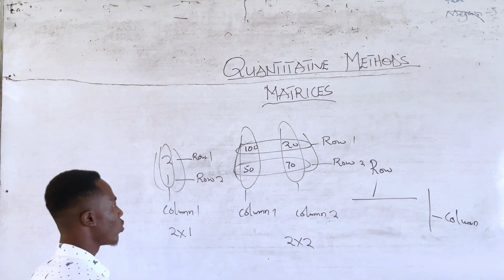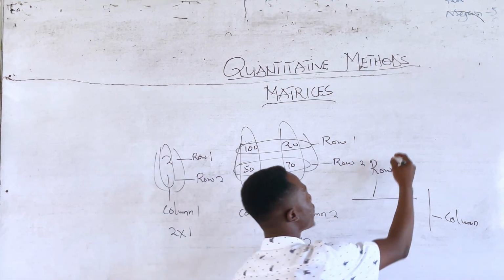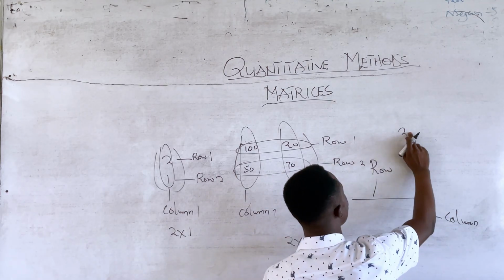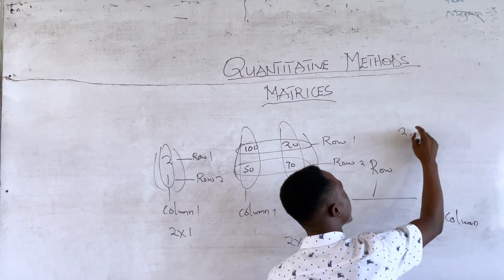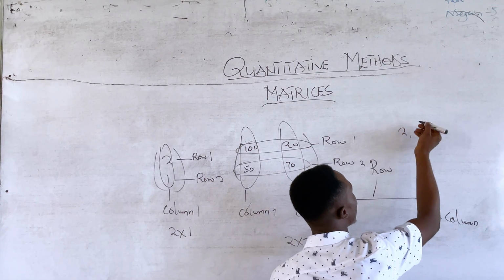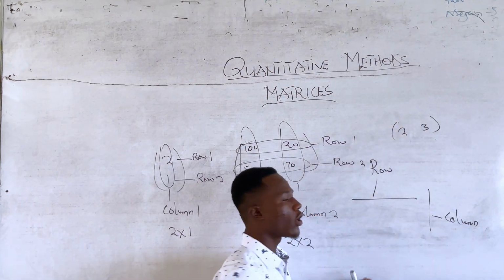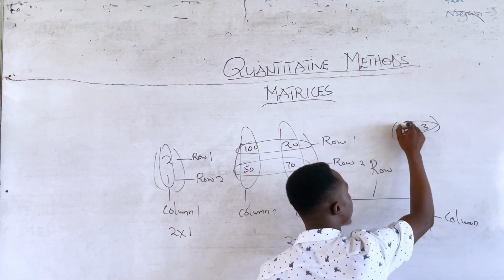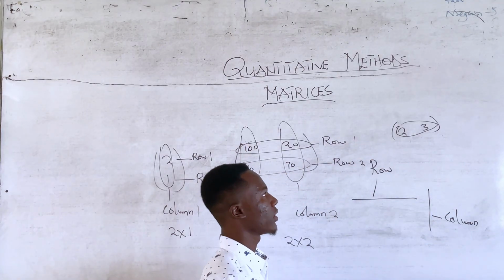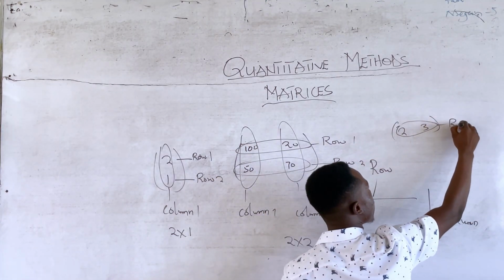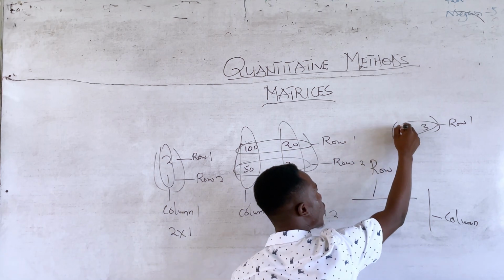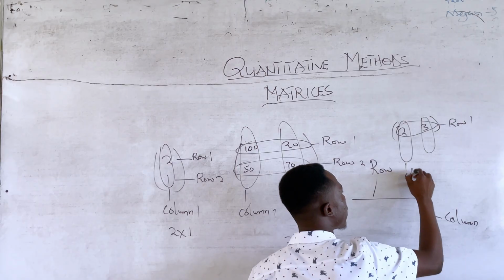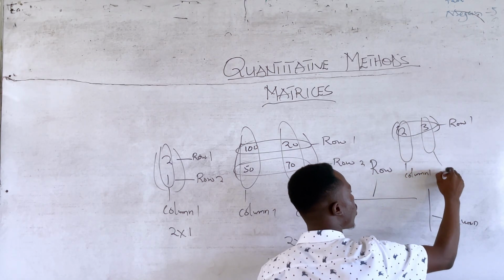Okay, then let's also look at this one. If you have 2, 3, how do you pronounce the size of this matrix? You see, you only have one row, one horizontal set of numbers, right? So it becomes row 1. Then for column you have one number here, you have another number here, right? So you have column 1 and column 2.